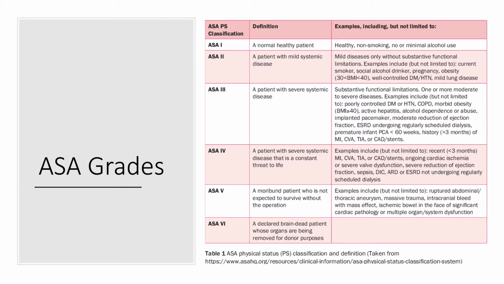The most important thing with this is to be aware of the different types and the main differences. It's quite difficult to differentiate between ASA 3 and ASA 4, but the main thing you want to look at is how severe is their condition. Is it life-threatening, or does it just impact their day-to-day life?